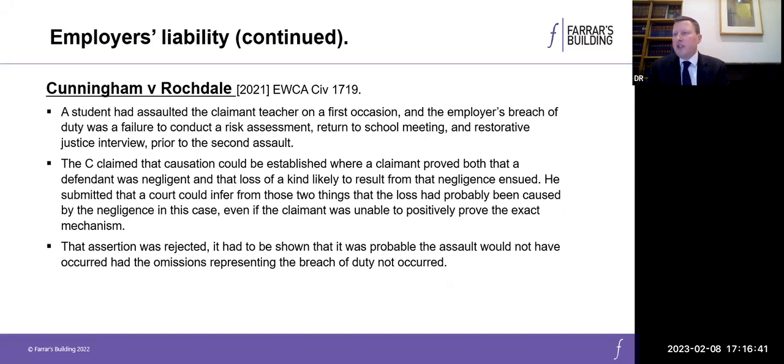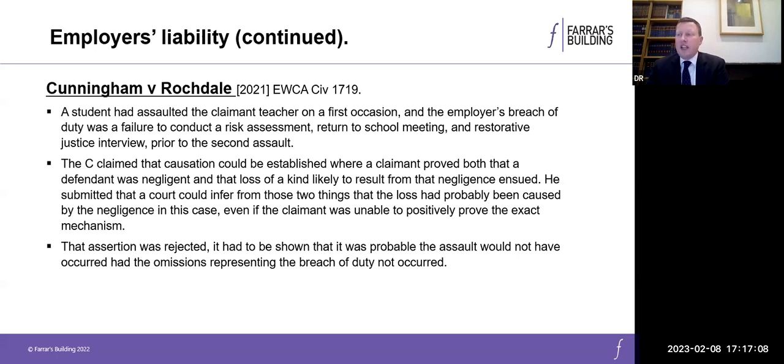Briefly, I'll draw your attention to the following two cases. I'm conscious of the time moving on, but these cases both deal with similar things, assessing risk in assault at work cases. And I think the first point to extract, principally from Cunningham and Rochdale, is for a claimant, certainly a very careful assessment of causation is always required.